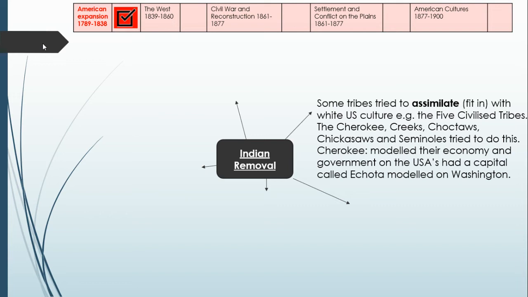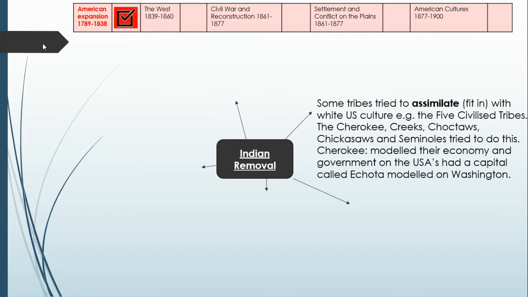First of all, it's worth noting that there were some tribes who tried to assimilate. Assimilation would be a really good key term to use in the exam, hence it being in bold, and it just means fitting in. So some tribes tried to fit in with white American culture. They thought that if they tried to adapt, then they would be left alone.